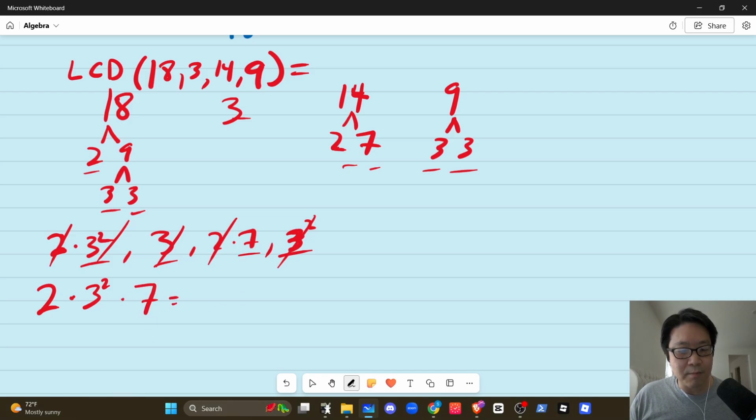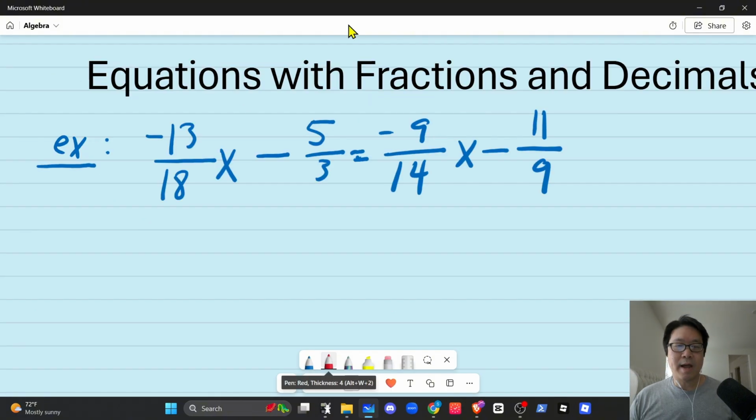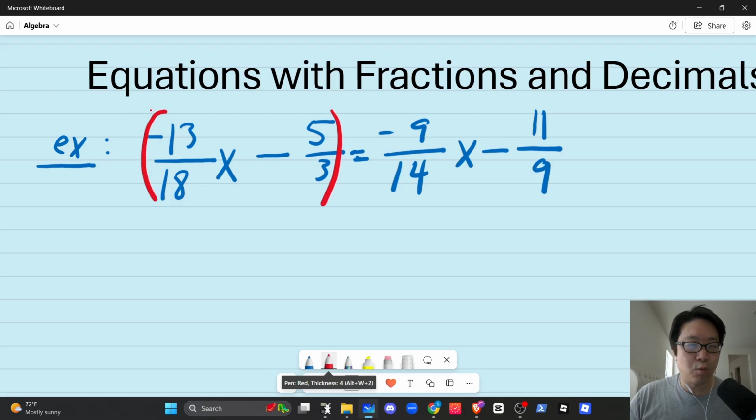And then we just combine and multiply all these factors. So 2 times 3 squared times 7. What is that? 2 times 9. Sorry, 2 times 9 times 7. That's 126. Okay, so your LCD is actually going to be 126. Okay, and now all you have to do is multiply both sides by 126.